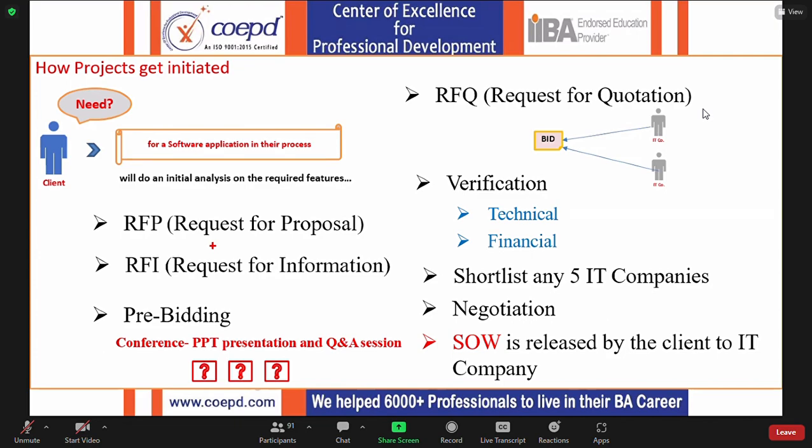Sorry, Sridhar, is it possible if you can repeat the whole thing? Yeah, I'll come back to it. First, let me take the first question. Sir, I have a question. So in the statement of work, does it define the timeline also, or is it related to the financial side?